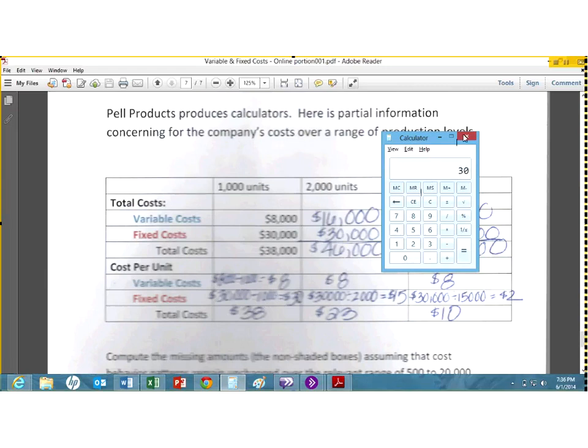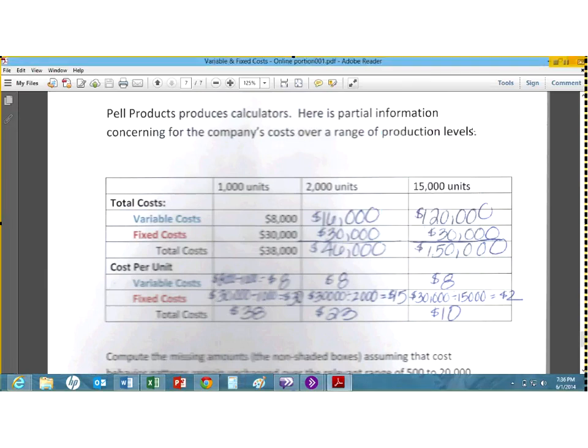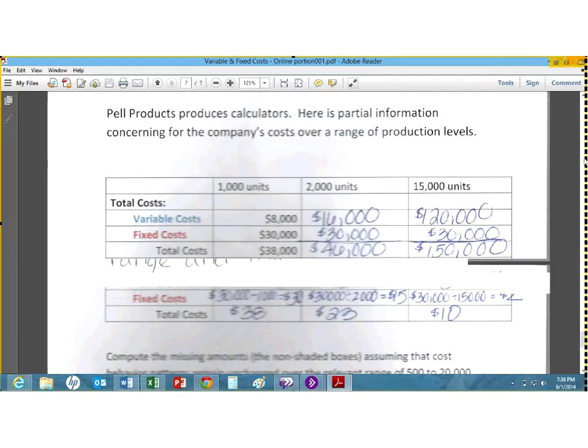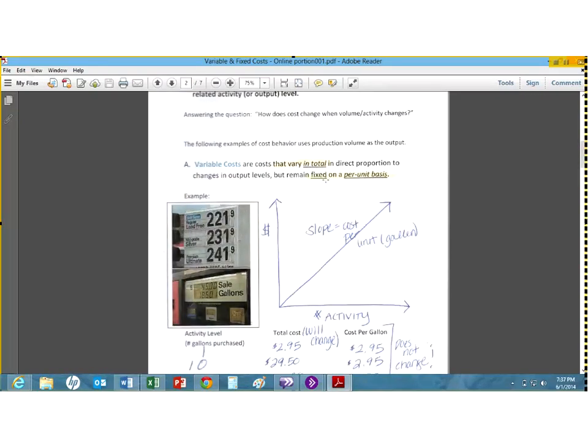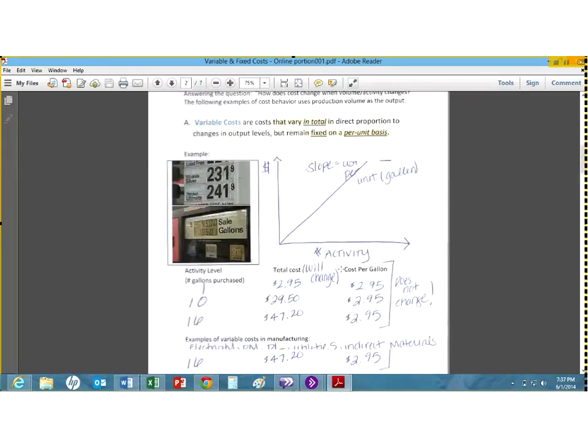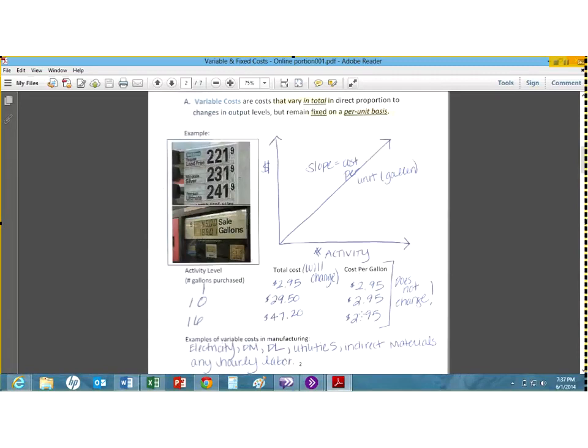Now I can move forward and do what the total cost and cost per unit will be for the other production levels. But before we do that, let's go back to what variable cost per unit means. And I'm going to scroll back up here to page 2. Part of the definition of variable cost is that the cost per unit is fixed. It doesn't change. Just like when we looked at the gasoline example, my cost per gallon did not change. Just my total cost changes.